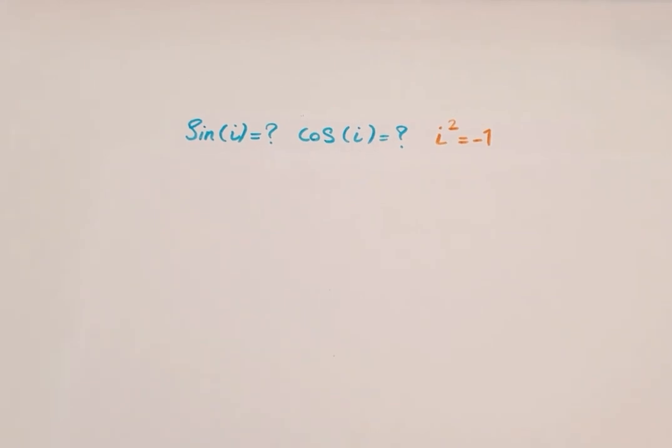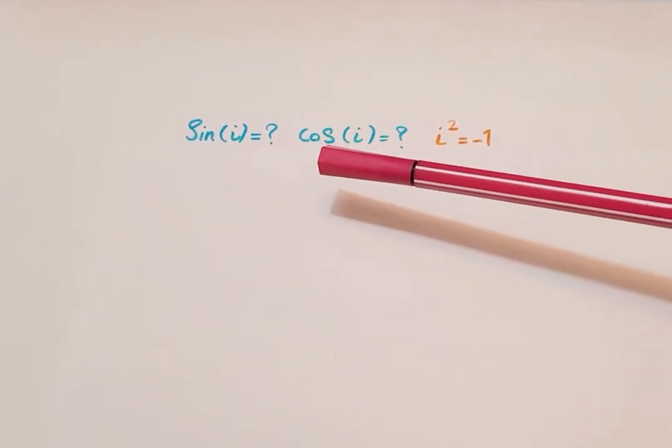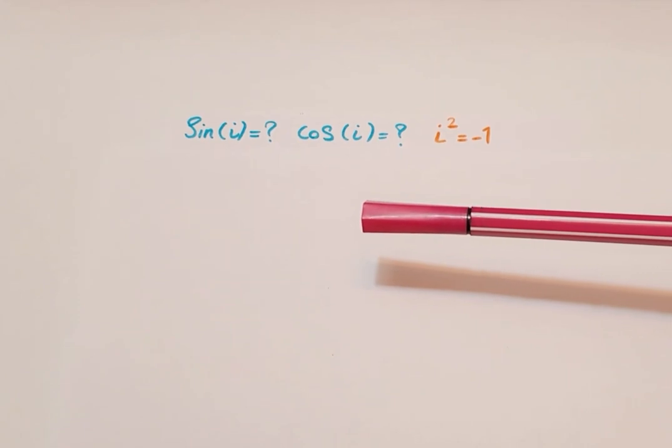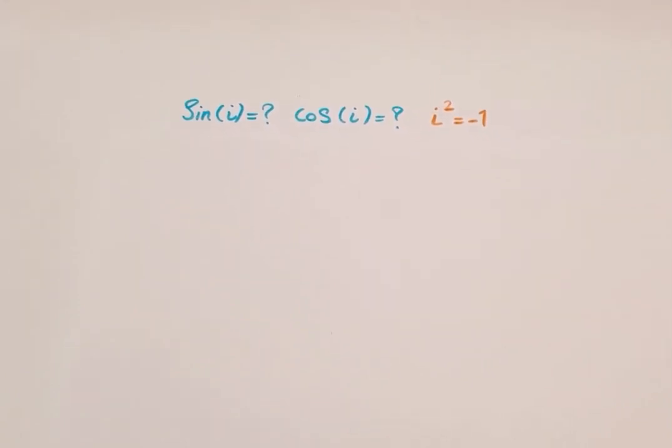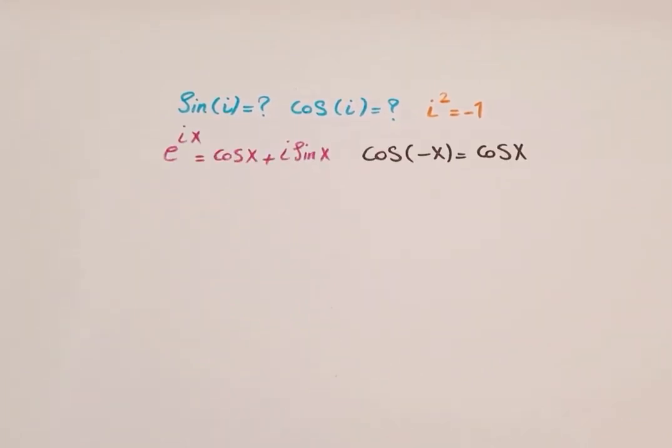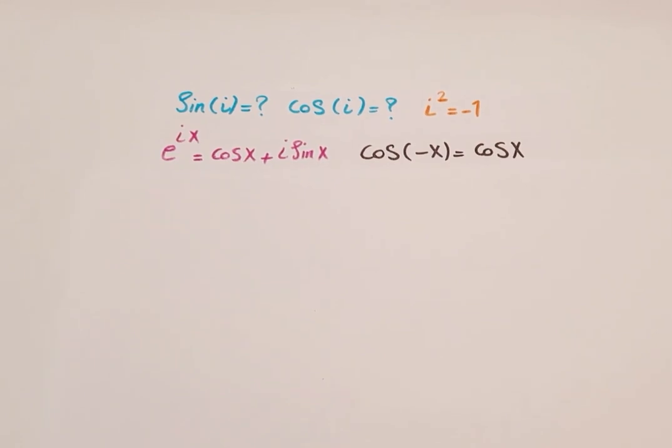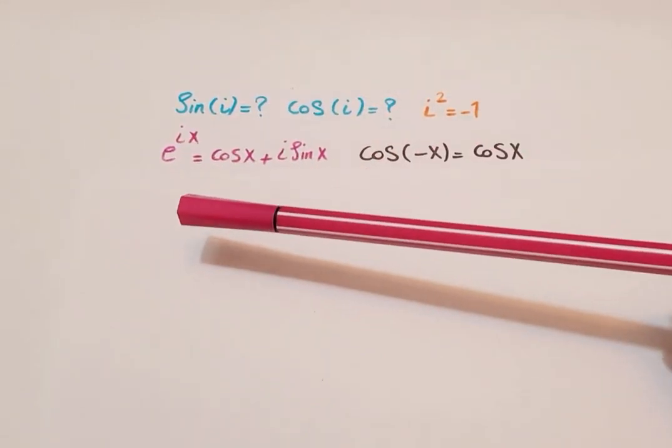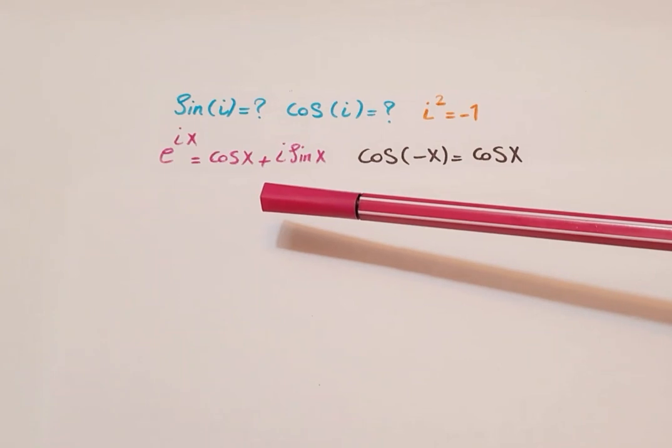Hello everyone, today we want to find sine of i and cosine of i, and we know that i squared is -1 and i is an imaginary number. For the first step, I can write Euler's formula: e to the ix equals cosine x plus i sine x.